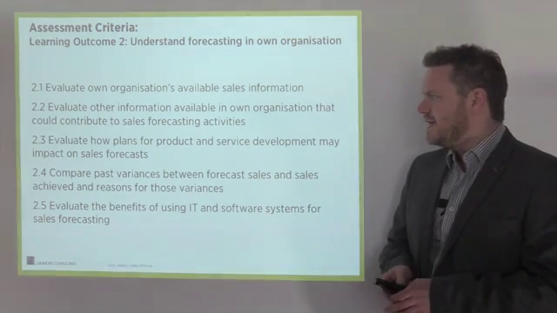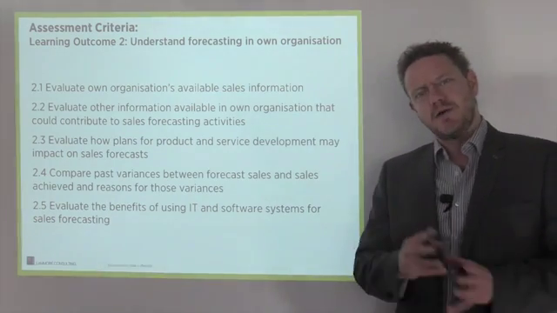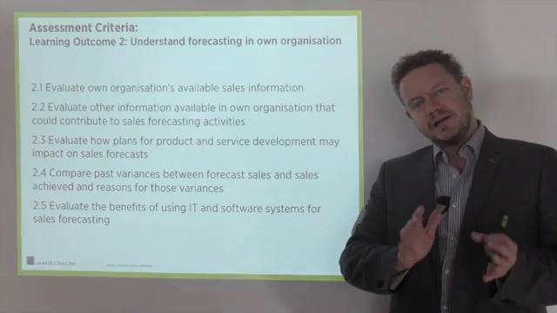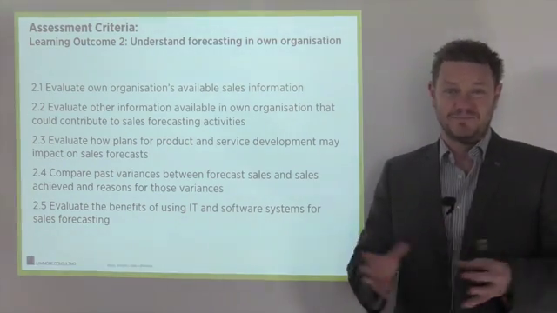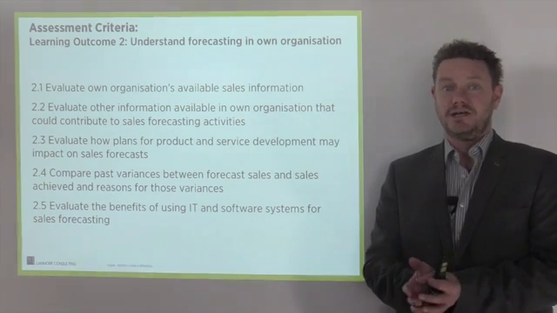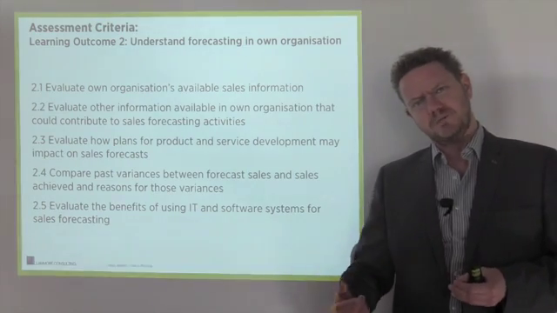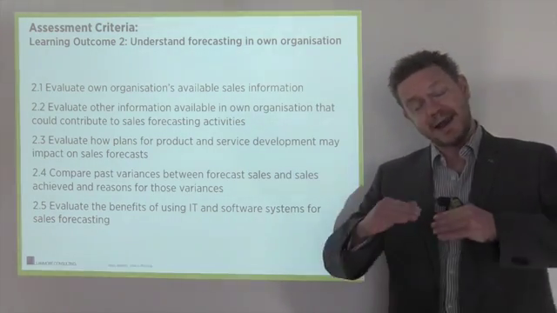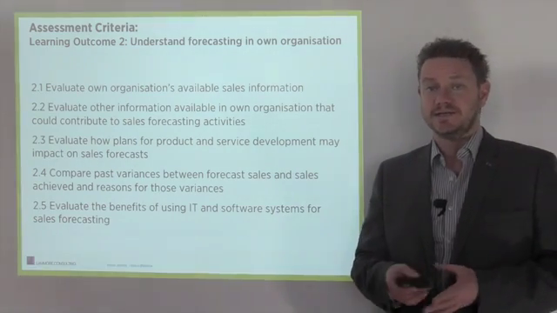Learning Outcome 2.3, look at plans for product and service development and see how that would actually impact on sales forecasts. Again, when we looked in Learning Outcome 1 at the forecast for the future, we said, well, actually, we need to get as much information internally as we can. Here we're actually saying, well, what are the plans for particular products and brands and services? What are we deciding to do about it? And how do we need to overlay that on top of the base forecast that is in place for a particular product or service?